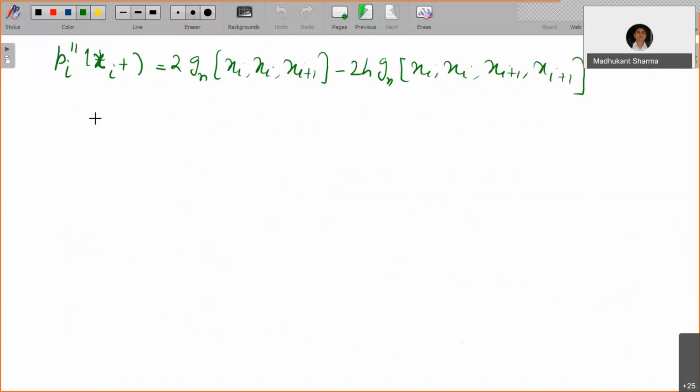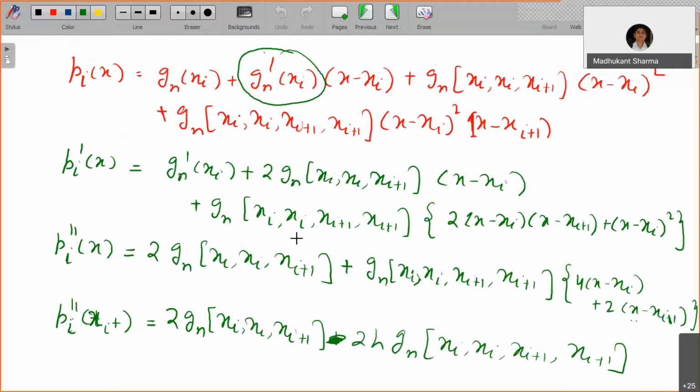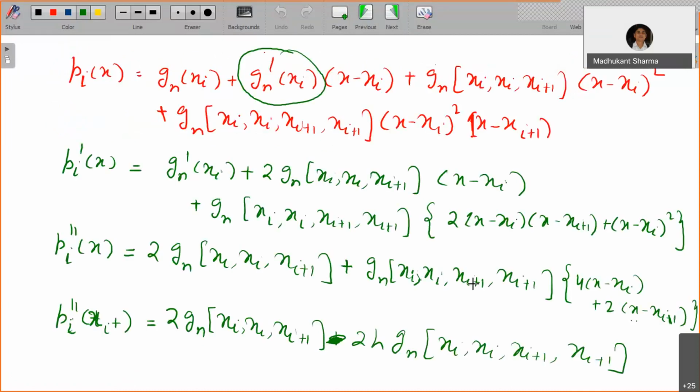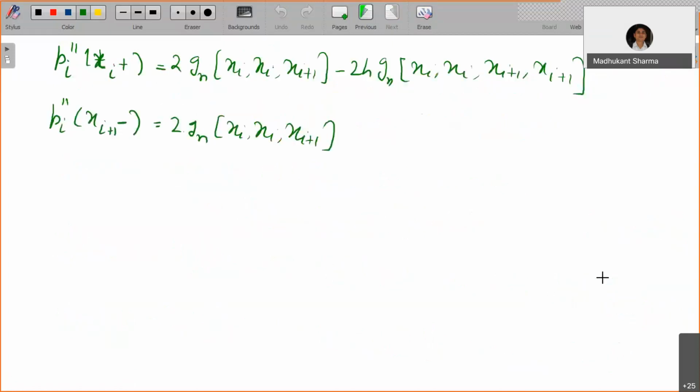Now what about pi double dash at xi plus 1 minus? At xi plus 1 minus, the first term remains as it is. So that is equal to 2 times gn xi comma xi comma xi plus 1. And when you go for xi plus 1 minus, this term will not contribute anything, that's 0. You will get h here. So that is going to be plus 4h gn xi comma xi comma xi plus 1 comma xi plus 1.